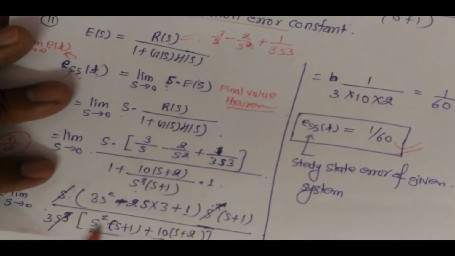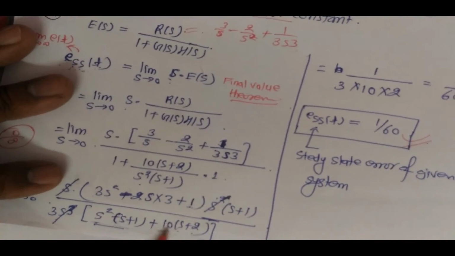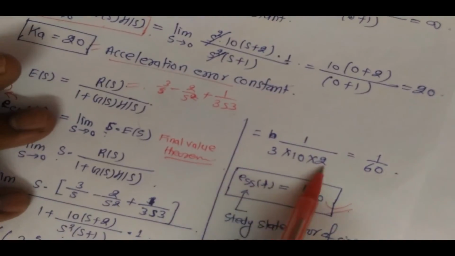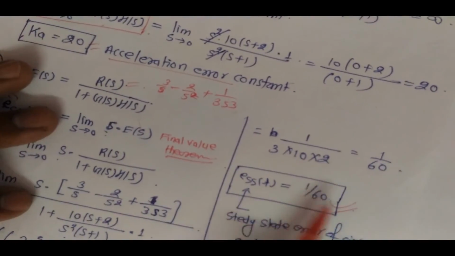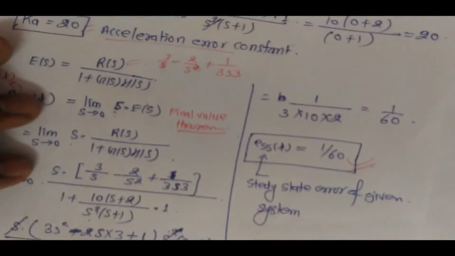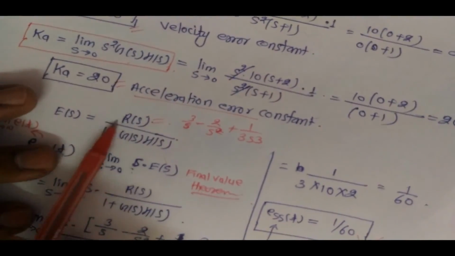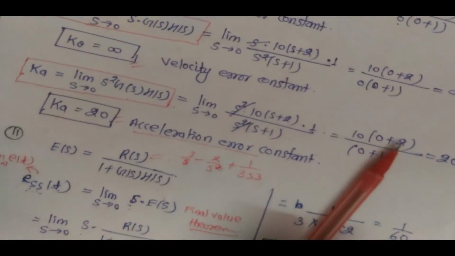Now when we put s is equal to 0, this whole quantity becomes 0. Now when s is equal to 0 here, then this becomes 10 multiplied with 2. After multiplication of this quantity, this becomes 1 over 60, and 1 over 60 is the steady state error of the system when the input is R(s). Question is over.